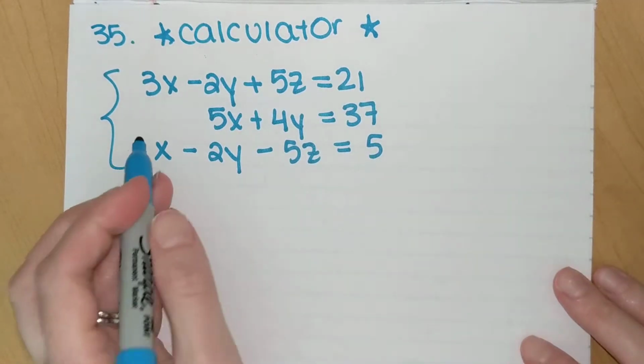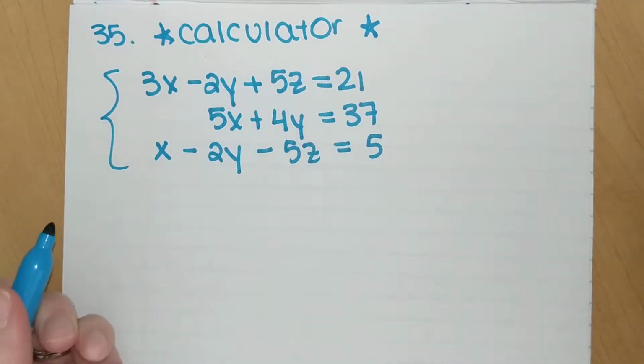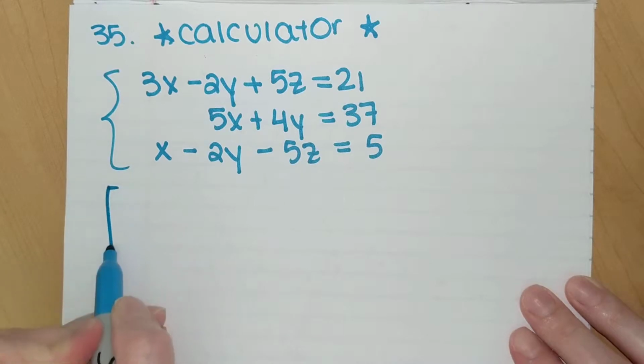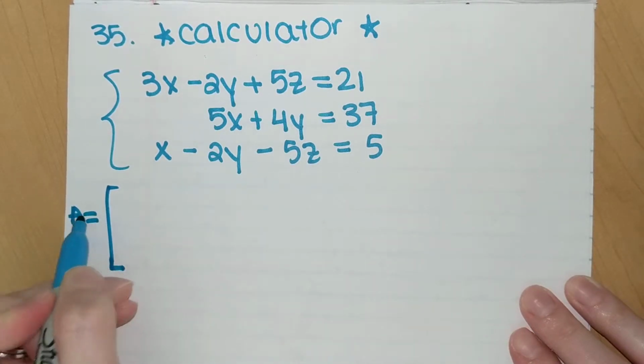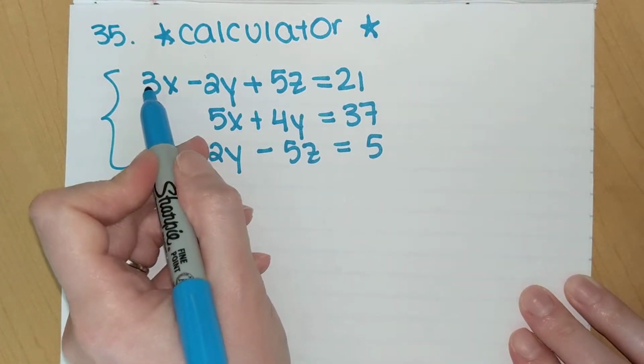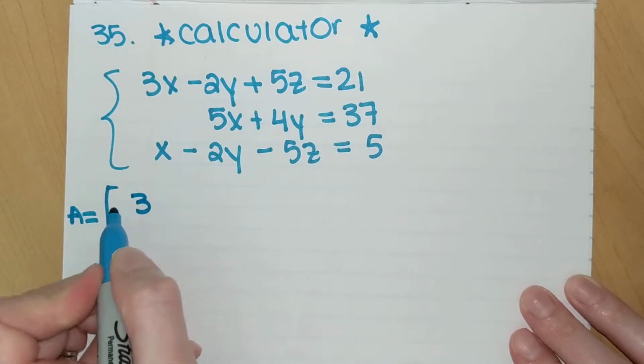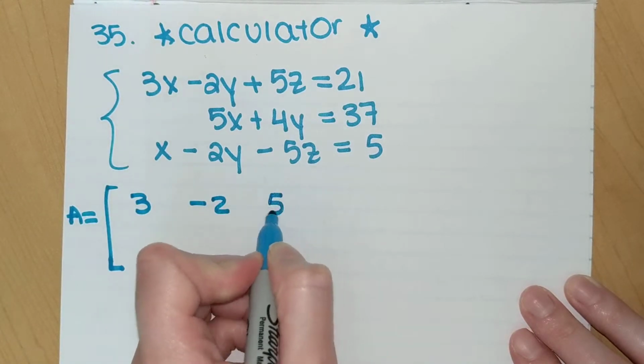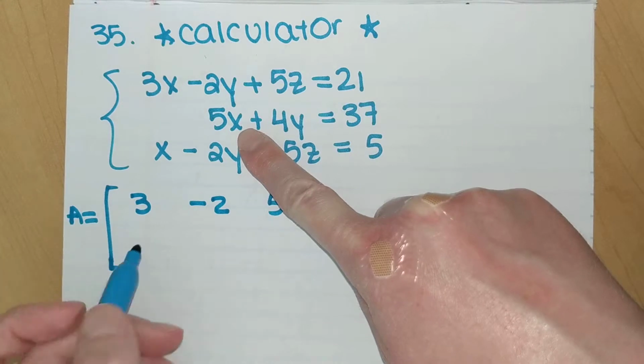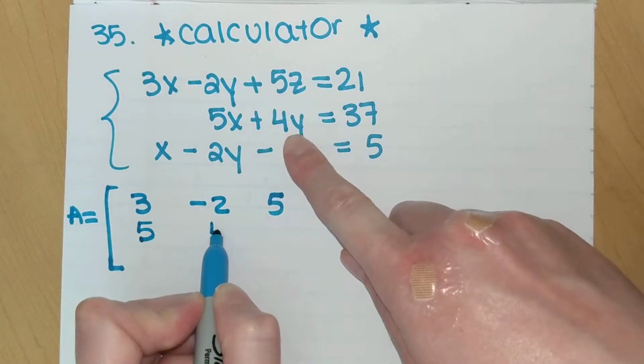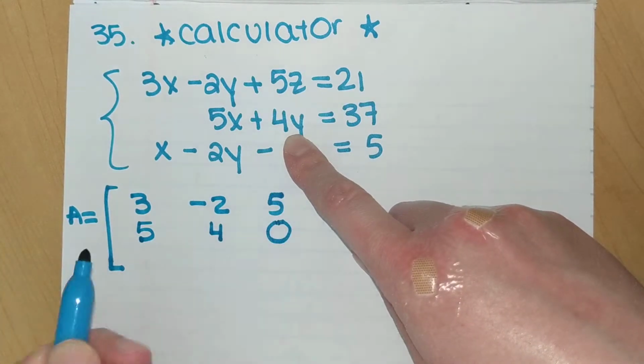Because this is a 3 by 3, you might want to use your calculator for this, but you first have to identify your A matrix. So your A matrix, the first row, you have your X, Y, and Z, so it would be 3, -2, 5. The second row, you have 5 for X, 4 for Y, and 0 for Z.